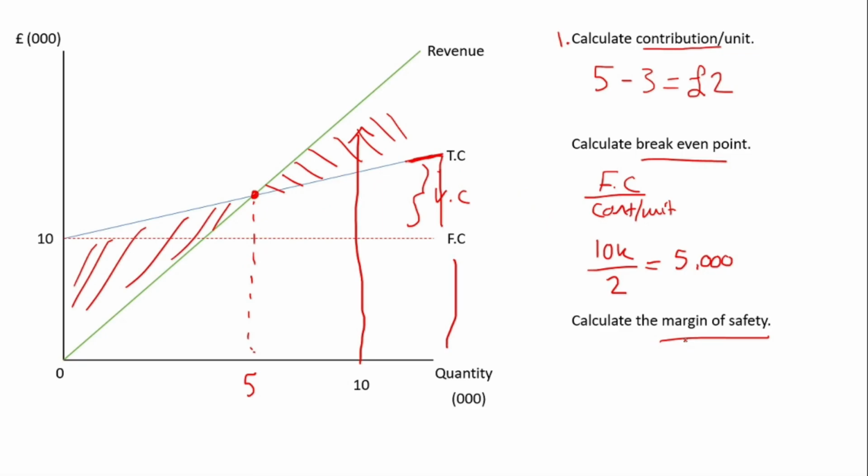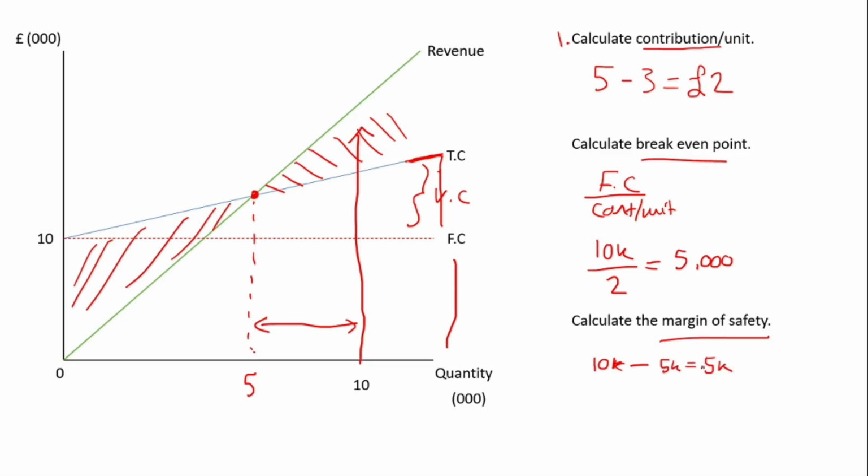So now we're going to have to calculate margin of safety. Margin of safety is basically the difference between the actual units and the break-even point. So 10,000 units is the actual units, minus the 5,000 units, which is the break-even point, and that's going to give us 5,000 units of margin of safety.